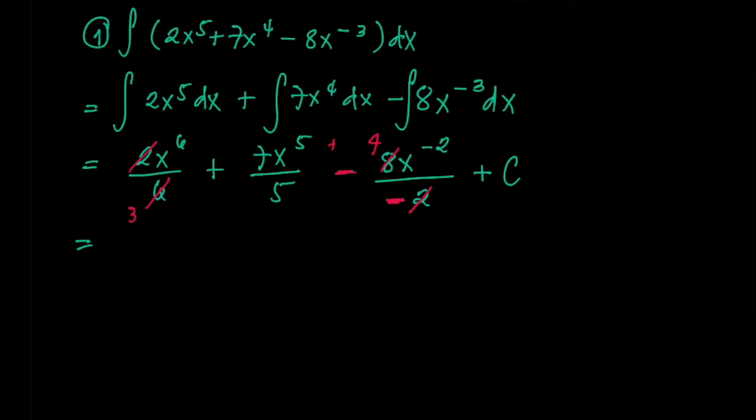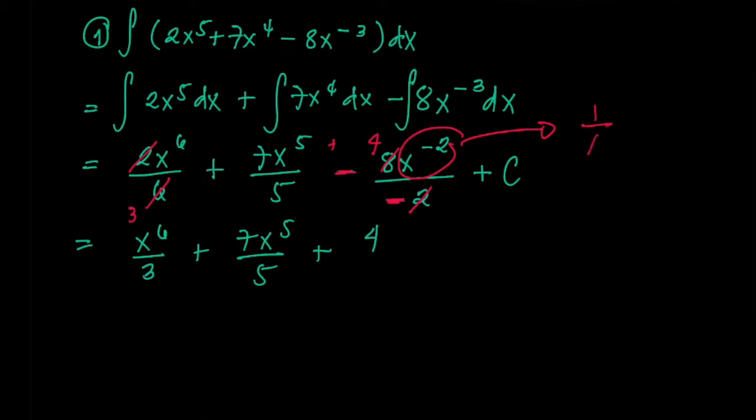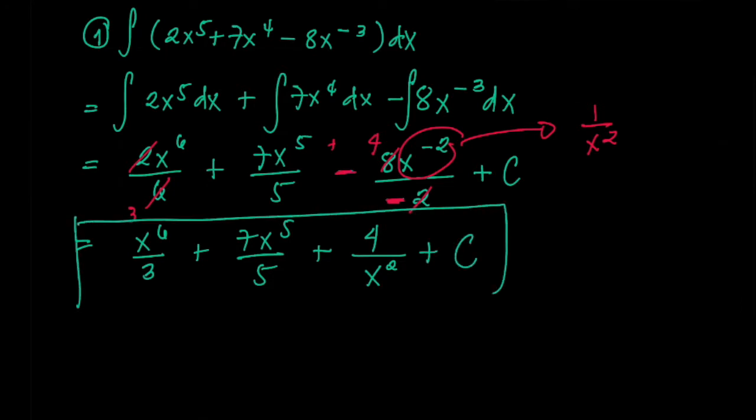So to simplify this, this is 6x raised to 6 all over 3 plus 7x raised to the 5th power over 5 plus 4. Instead of x raised to negative 2, we can then express this as 1 over x squared. Since when we are dealing with negative exponents, all we need to do to convert that to positive exponents is to get the reciprocal. So in this case, we put the x squared at the bottom, plus c. And this is now our final answer.